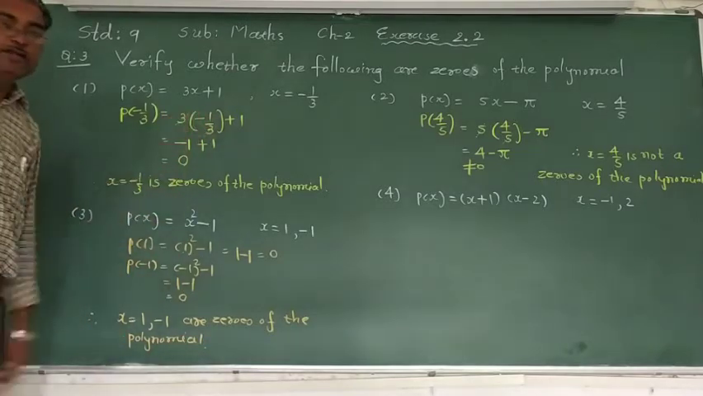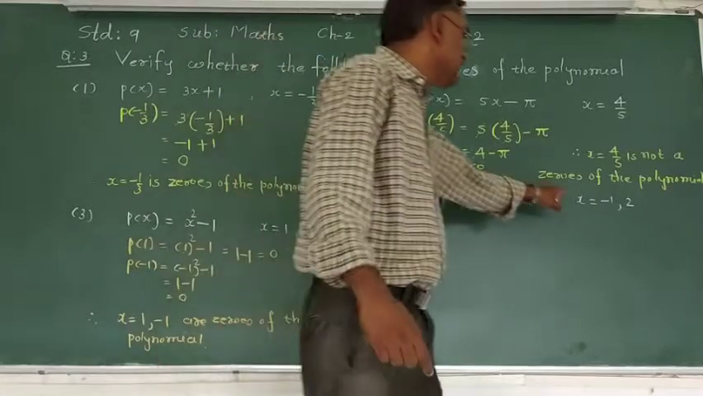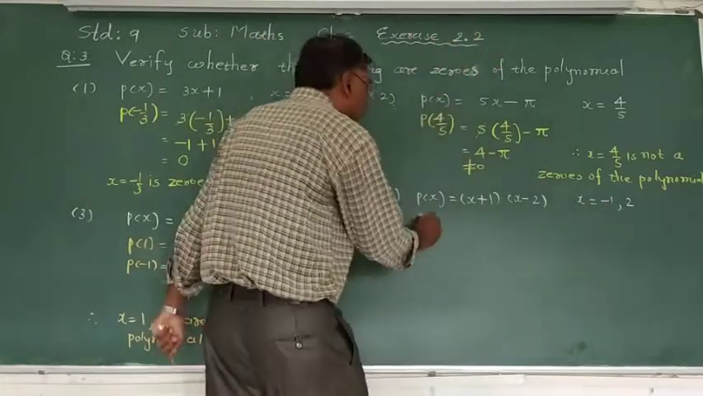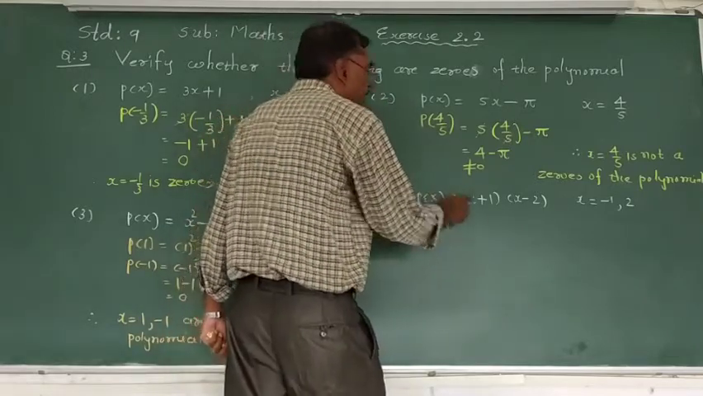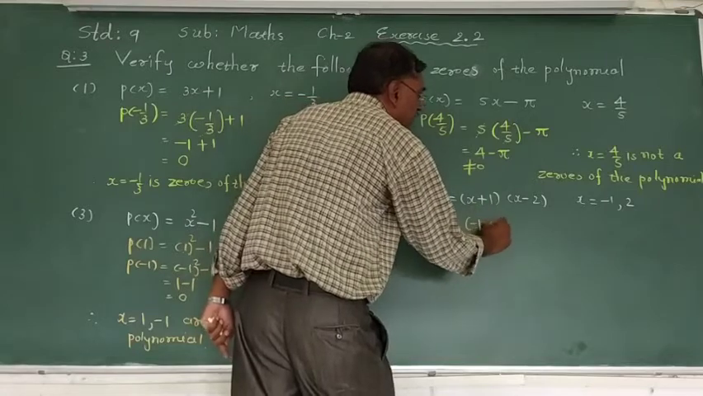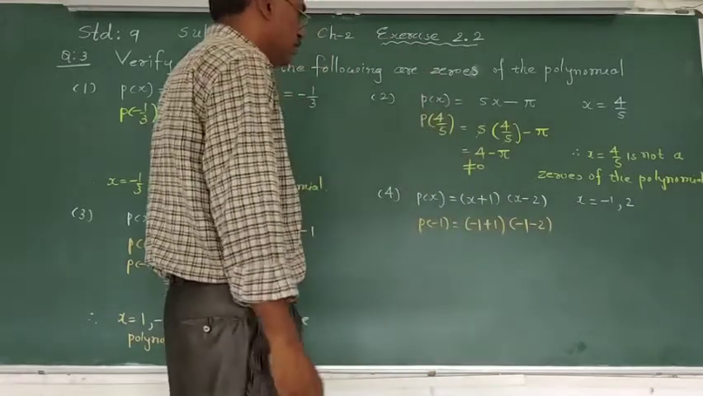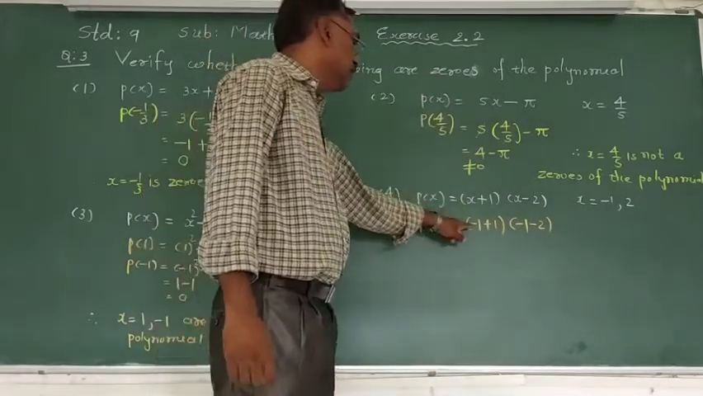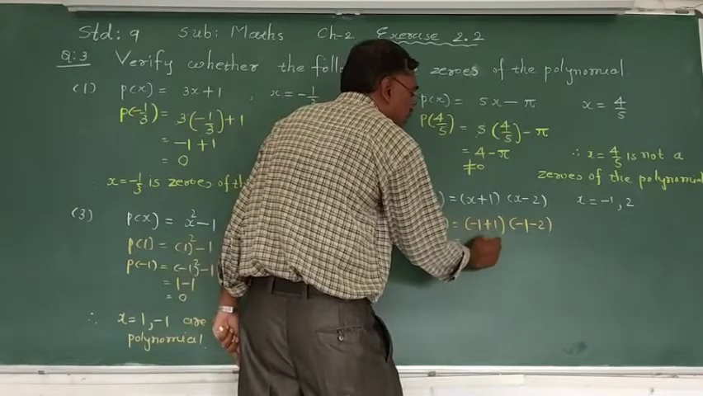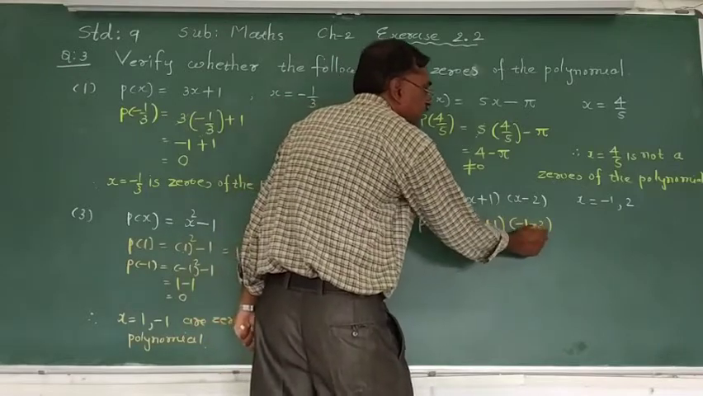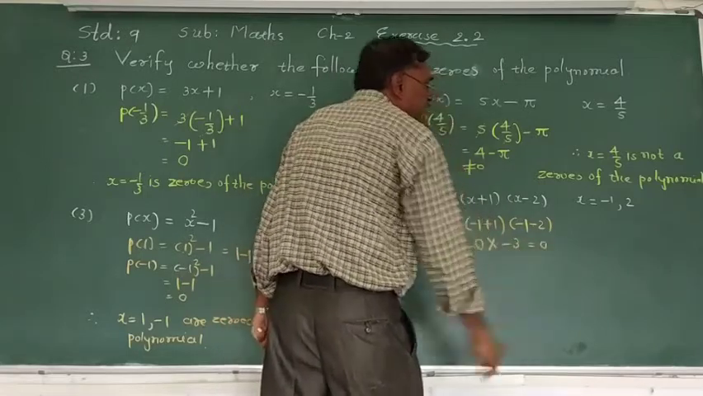Okay. Now number 4. p(x) equal to (x plus 1)(x minus 2). Put x equal to minus 1 first. So p of minus 1, write minus 1 in place of x. So minus 1 plus 1, multiplied by minus 1 minus 2. Minus 1 plus 1 is 0. Multiply with minus 1 minus 2, minus 3. 0 multiplied with any number, we will obtain 0.